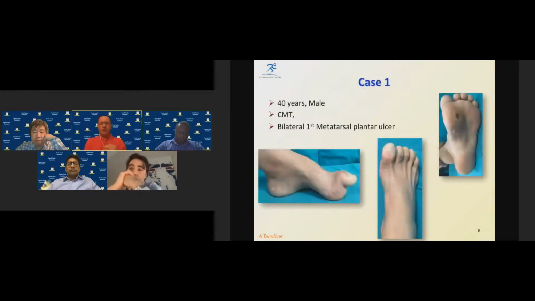I'll state two cases. These are my cases which I presented years ago. These are both Charcot-Marie-Tooth cases. First one is a 40 years old male. It's a bilateral case, and he has plantar ulcers to his first metatarsal head. For a long-standing ulcer, he has severe equinus, and he has clawing of all toes and slight metatarsus adductus, slight cavus, but slight varus, but high arch disease.